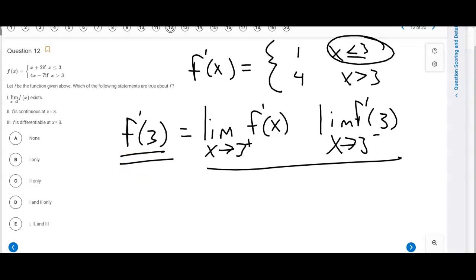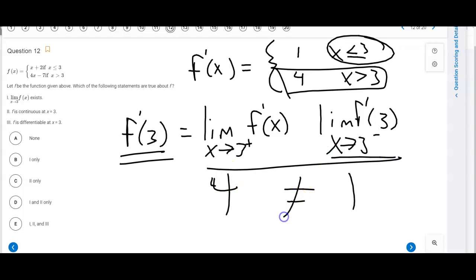So if I'm approaching 3 from the right, that would be the bottom. And in this case, that's this guy, where x is greater than 3. So I get 4 for a slope there. And if I'm approaching 3 from the left, I get 1. Well, those certainly aren't equal. And therefore, the derivative does not exist at 3, so it's not differentiable. So the answer is 1 and 2 only. So the answer is D.